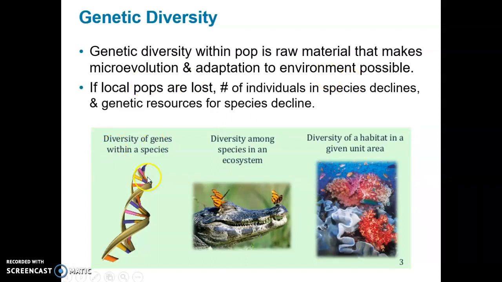So if local populations are lost, the number of individuals in a species declines, and in doing so, that group may lose some of its alleles or genes, and then some genetic diversity would be lost. So then the genetic resources for those species to be able to face environmental changes and adapt to them declines. And that generally harms a species and usually makes it easier for a species to go extinct.